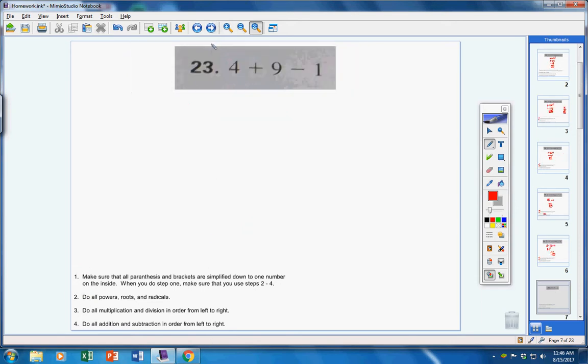Number 23. Alright, here we go. Step 1 is completed. There's no parentheses or brackets. Step 2, I'm sorry, let me back up. So now numbers 23 through 37, there's no substitution, just problems that we're going to solve, okay?